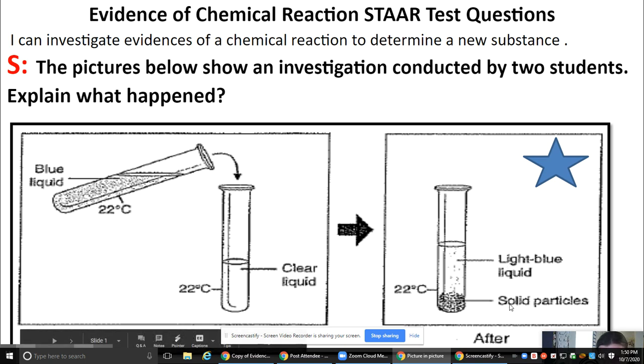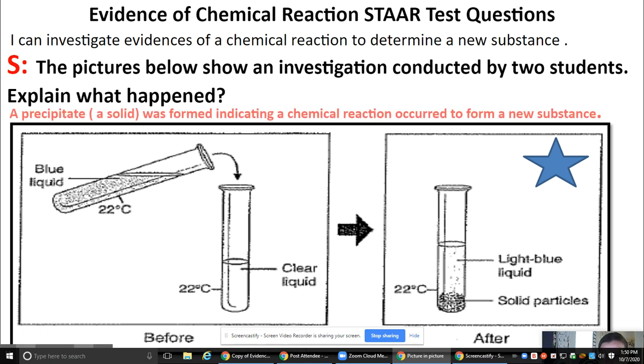But you do have solid particles forming at the bottom of the test tube. So that is a precipitate. So there's evidence of a precipitate. So a precipitate, a solid was formed, indicating a chemical reaction occurred to form a new substance.